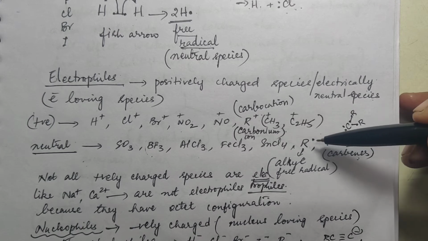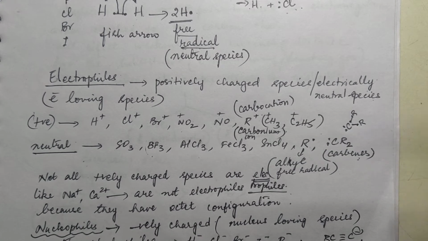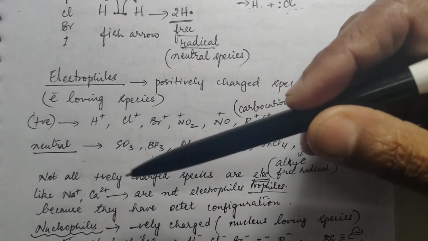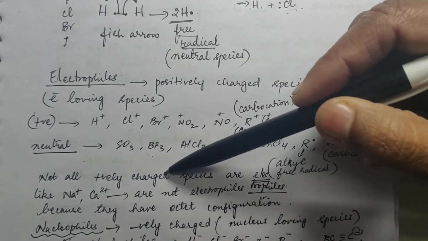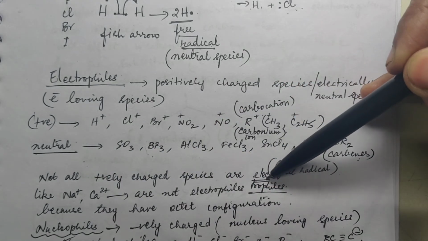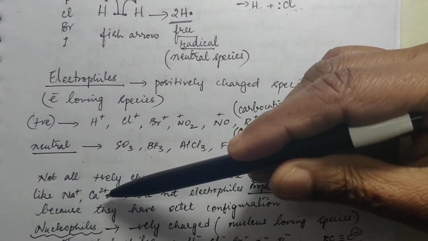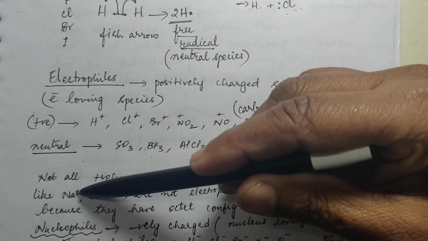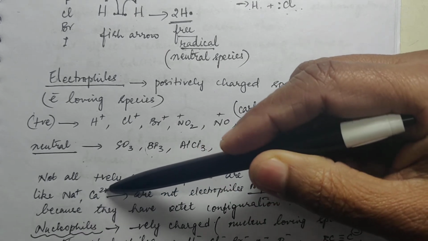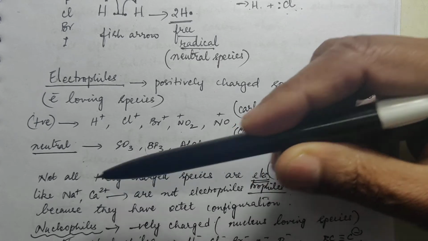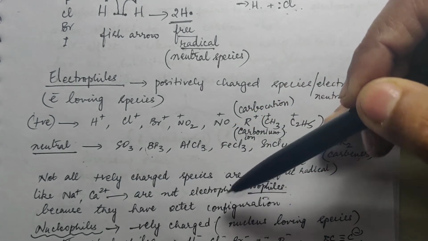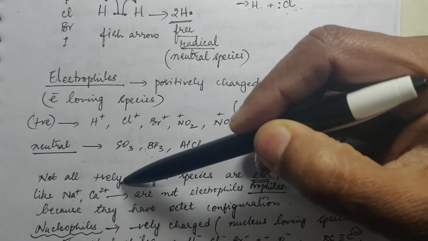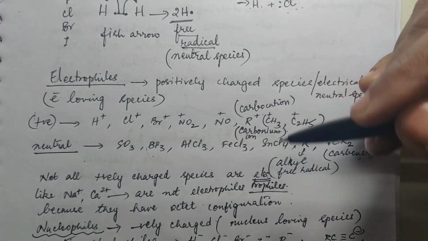Same way, R dot is also short of 1 electron, so that is also considered an electrophile. Now you also need to know that not all positively charged species are electrophiles, like Na+ or Ca2+. They have octet configuration, isn't it? After losing an electron, Na+ will have octet configuration. Same way, after losing 2 electrons, Ca2+ will also have octet. So they are not considered electrophiles because they have octet configuration. So you cannot blindly consider that all positively charged species are electrophiles. You have to understand the concept.